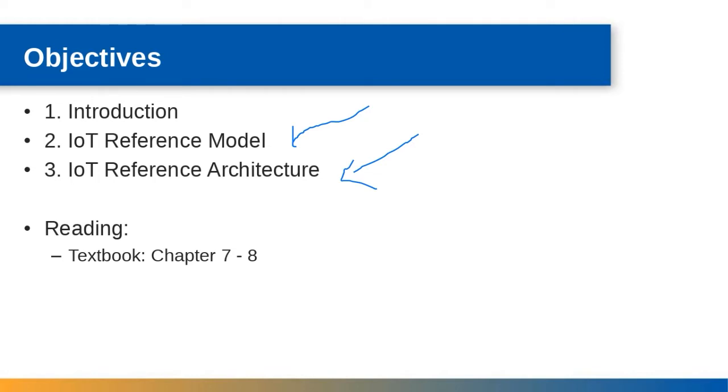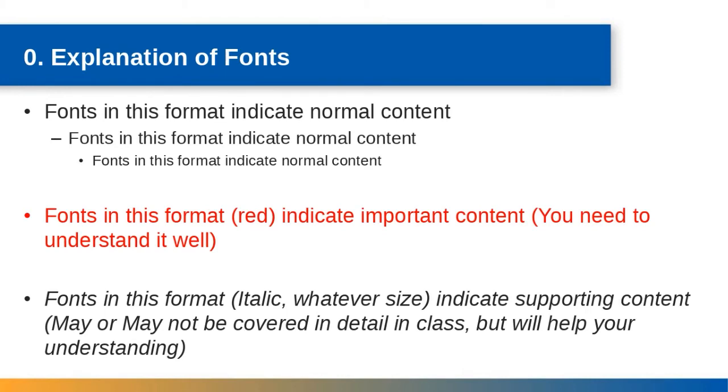Later on, if you go to work or work on projects, this reference model and reference architecture are one of the first things you will start with and look into before you move into the specific design. So this unit corresponds to chapter 7 and chapter 8 of the textbook, mainly chapter number 8.